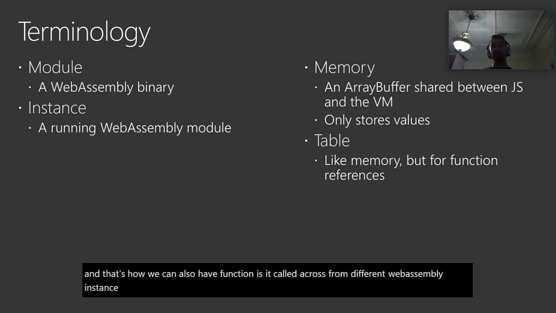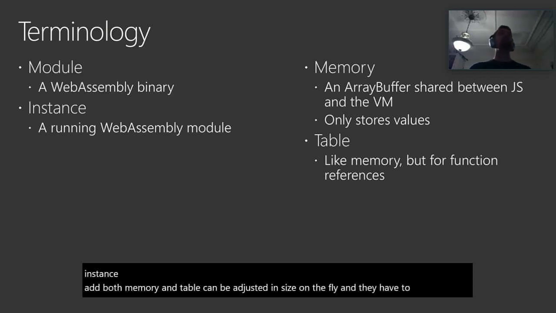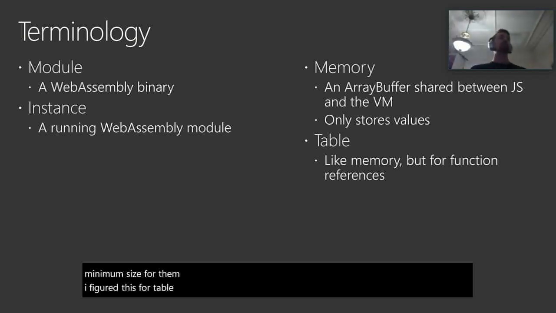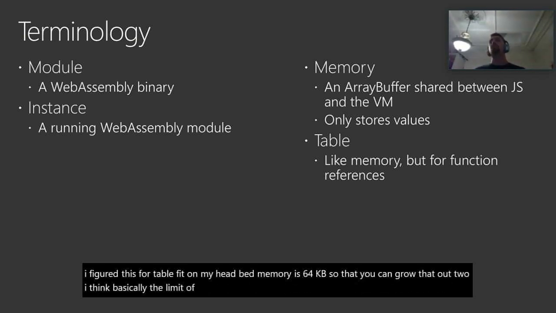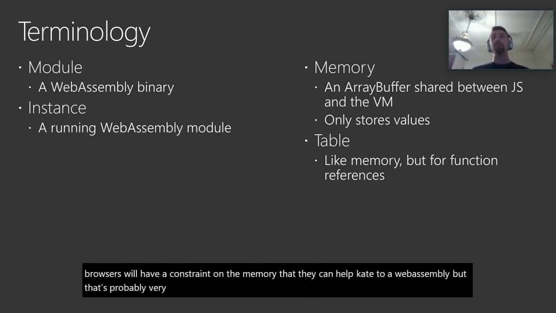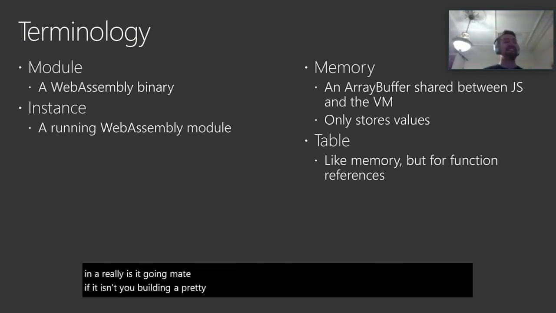So both memory and table can be adjusted in size on the fly. You have to have a minimum size for them. I forget what it is for table off the top of my head, but memory is 64 kilobits. But you can grow that out to, I think, basically the limit of memory available to the host. Browsers will have a constraint on the amount of memory that they can allocate to WebAssembly, but that's probably going to vary browser engine to browser engine and across devices. So a mobile device will have a lot less.